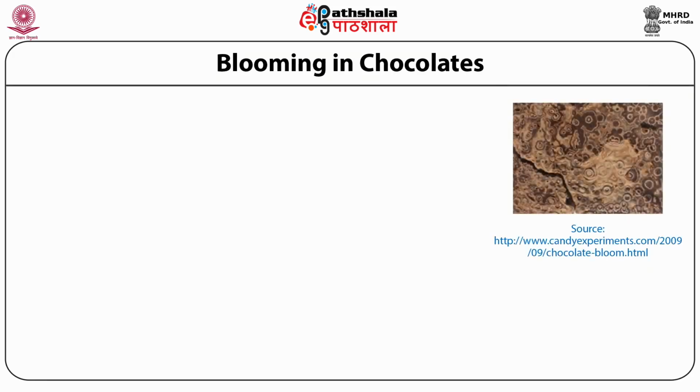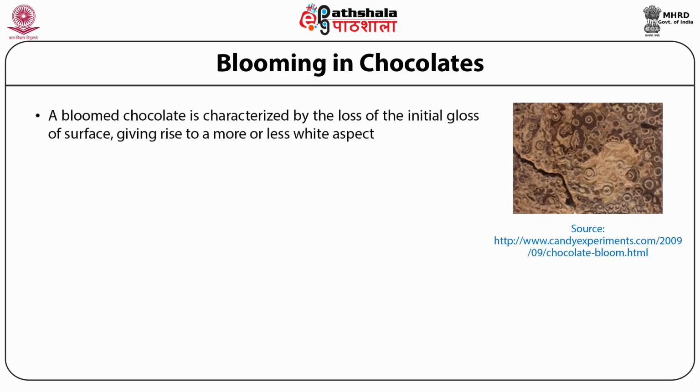Now, what is blooming in chocolates? We'll discuss this first so that we understand the requirement of anti-blooming ingredients in these chocolates. A bloomed chocolate is characterized by the loss of initial gloss of the surface, giving rise to more or less white specks. So as discussed, the beautiful chocolate is now filled with white specks, which is not liked by the consumer, and the appeal of the chocolate is reduced.